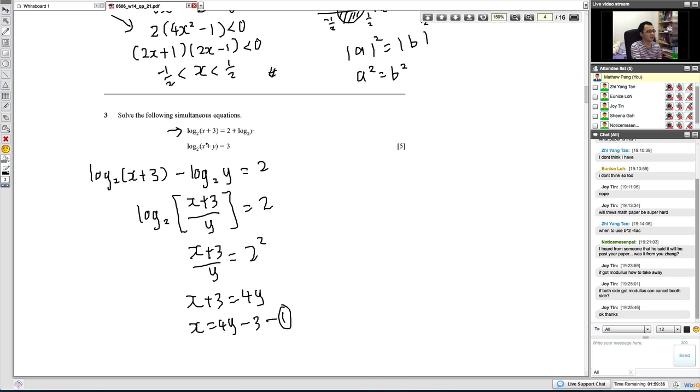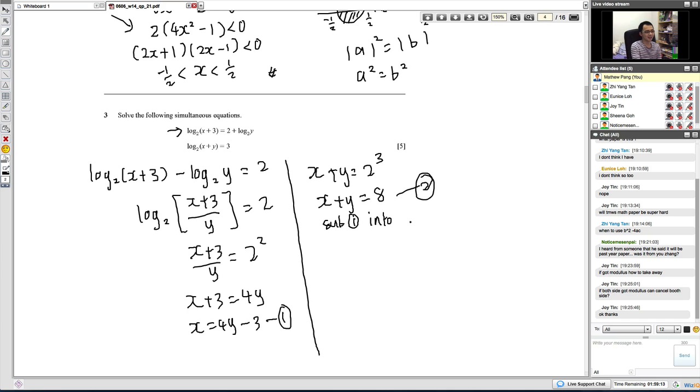And then the second one, this one is the same thing. This is x plus y will equal 2 power of 3. This is a simple rule. I move the log 2 to the other side, you will get 2 power of 3. That means x plus y will equal 8. I can call this one the second equation. Then I substitute the first equation into my second equation. So if I substitute in, I have 4y minus 3 plus y will equal 8. So I have 5y will equal 11 and y equals 11 over 5.